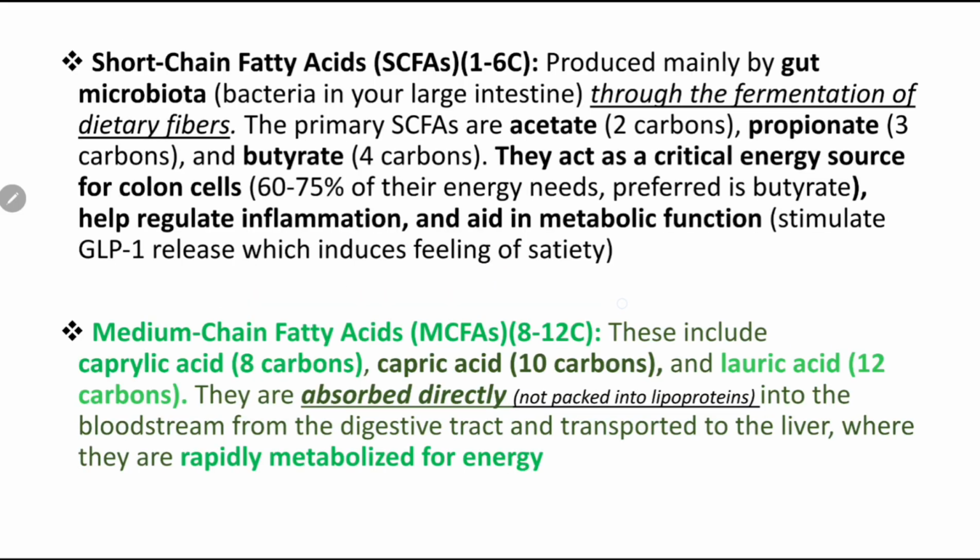Short chain fatty acids are formed by gut bacteria through fermentation of dietary fiber. They can be acetate, propionate, butyrate, and about 60 to 75% of the energy requirement of the colonic cells comes from these short chain fatty acids, mainly butyrate. However, small intestinal cells utilize mainly glucose for their energy. Short chain fatty acids also help in regulating inflammation and aid in metabolic function.